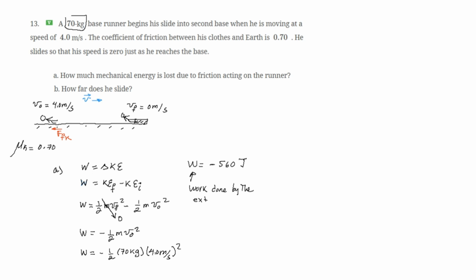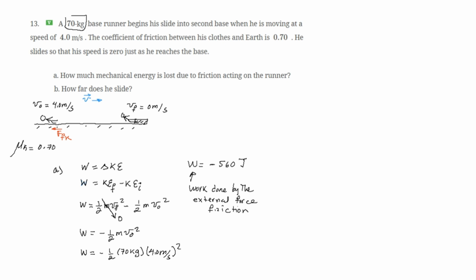Seems this work causes a decrease in the energy of the system, because we go from kinetic energy that is different from 0 to kinetic energy that is equal to 0. So there is a decrease in kinetic energy, so this work is negative. So this is the work done by the external force, friction.